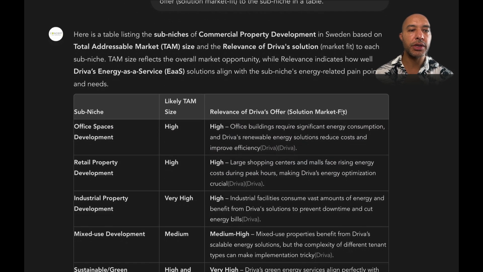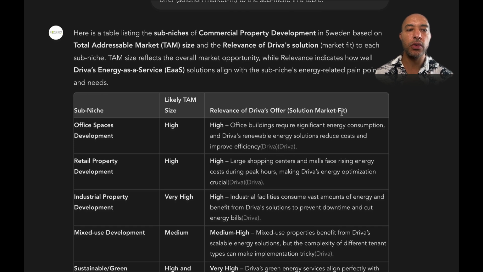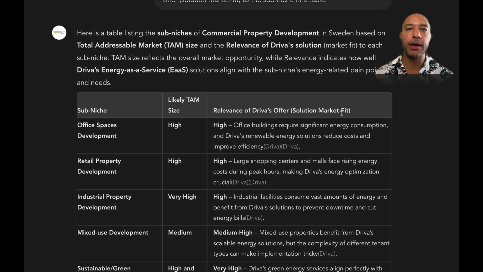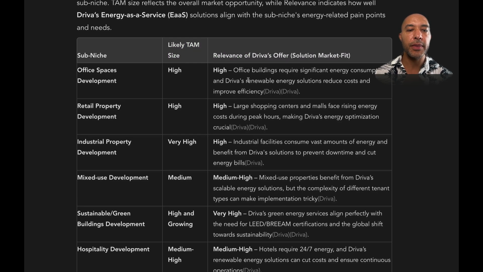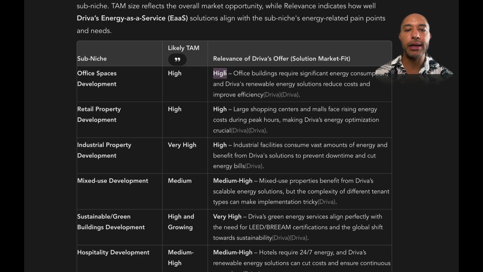So from here, what we do is take it a step further. And so we once again verify which of the sub niches, now that we've done all this research, is the one that we really want to target. So we order them by the total addressable market size and then the relevancy of our solution to the market. And so where it says high and high, we know that there's a good market product fit.